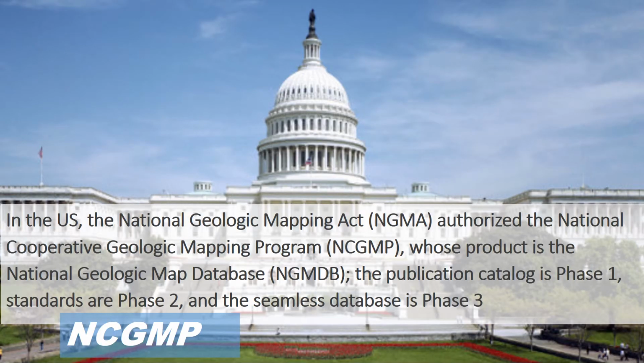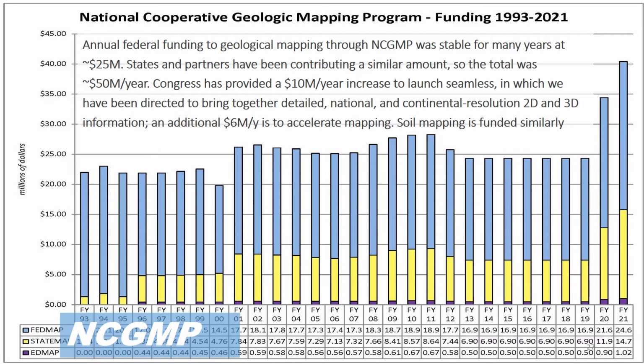In the US, the National Geologic Mapping Act authorized the National Cooperative Geologic Mapping Program, whose product is the National Geologic Map Database. The publication catalog is Phase 1, standards are Phase 2, and the seamless database is Phase 3. Annual federal funding to geological mapping through NCGMP was stable for many years at about $25 million per year. States and partners have been contributing a similar amount, so the total was about $50 million per year.